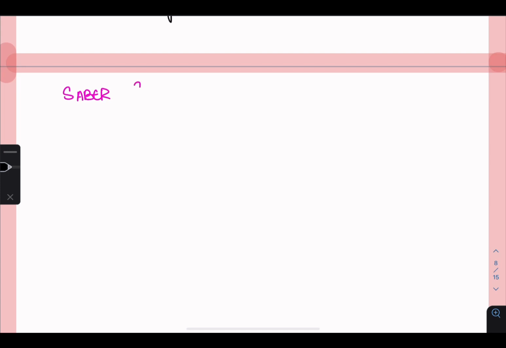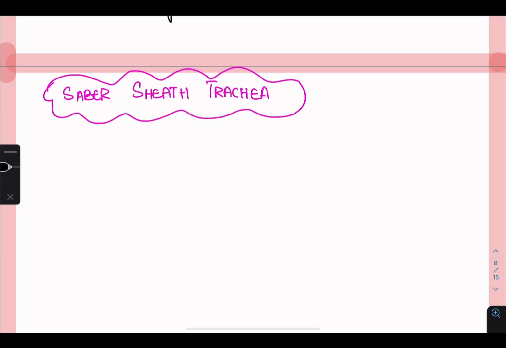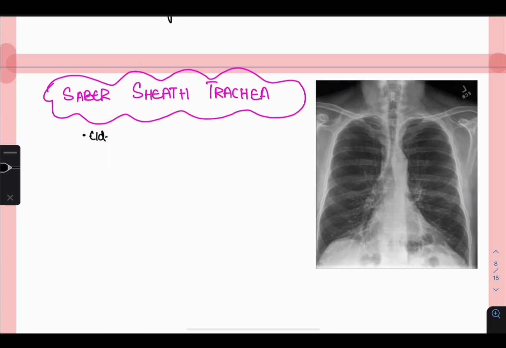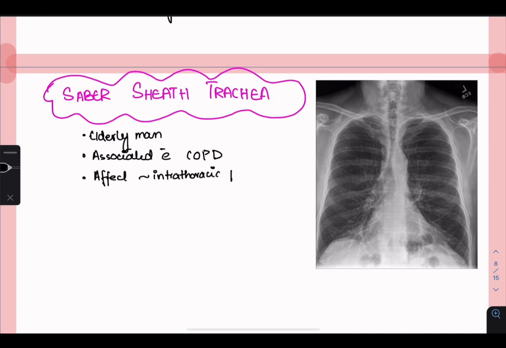There is one more disease that is saber-sheath trachea. It is a condition that mainly occurs in older people, elderly men. Here there is a picture showing a stenosis of the trachea, and it is associated with COPD, chronic obstructive airway disease. It only affects the intrathoracic part of the trachea, which is narrowed from side to side because there will be abnormal intrathoracic pressure.